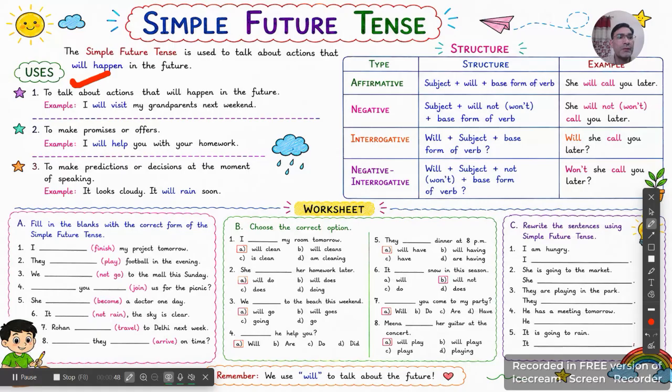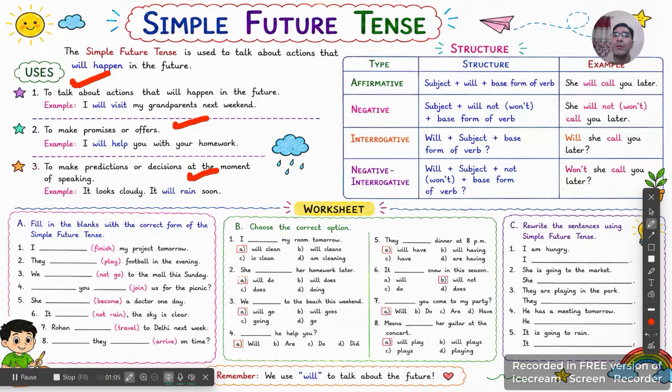The third use is to make predictions or decisions at the time of speaking. For example, it looks cloudy outside. It will rain soon. Now come to the structure of the future tense.